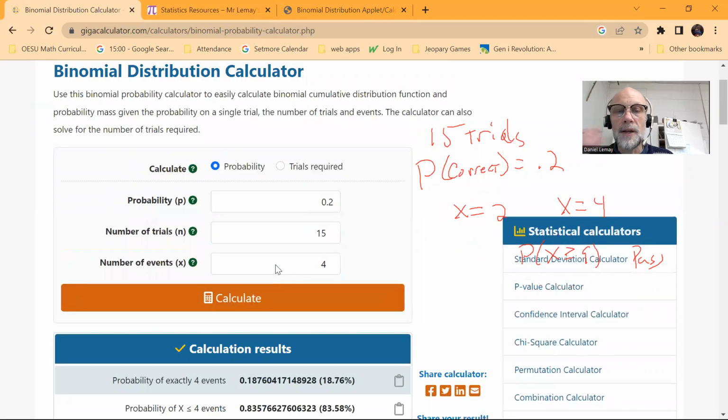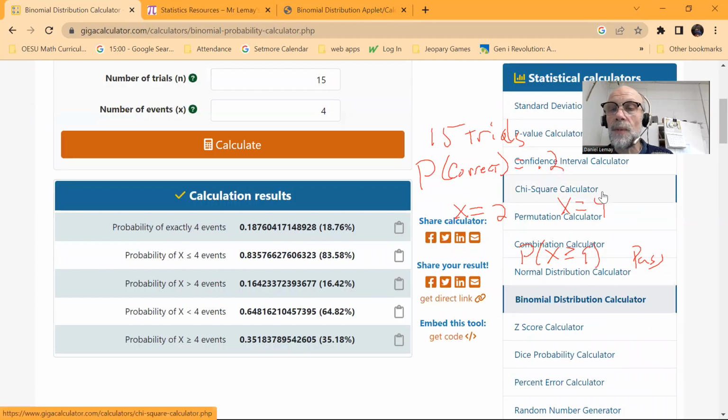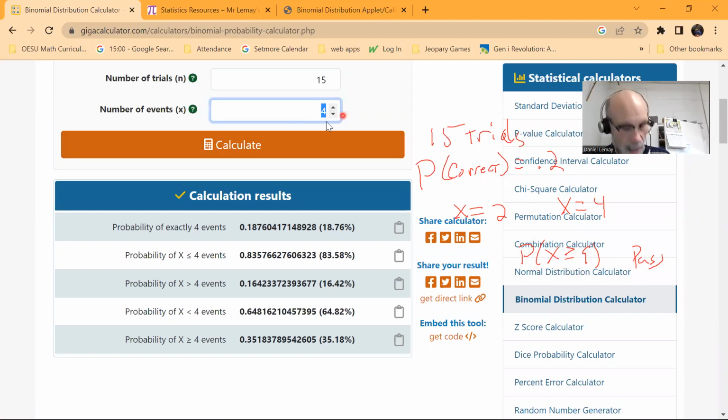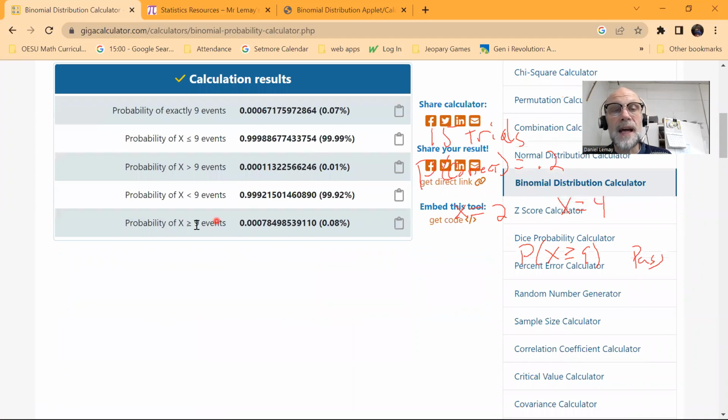I didn't know that. So there's four, exactly four. That would be this probability right here, that equals exactly 4. Now let's answer the one, 9 or more. I'll make that 9, calculate it, and see 9 or more is this last one. It includes greater than 9 or equal to 9. And notice that's the same probability the other calculator gave us.